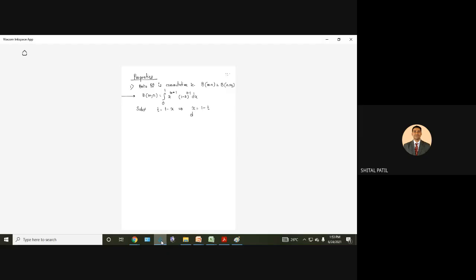What is dx? What about limits? So that is integration, m plus 1 or m minus 1? This is m minus 1, x raised to m minus 1, 1 minus x raised to n minus 1. Minus in both.